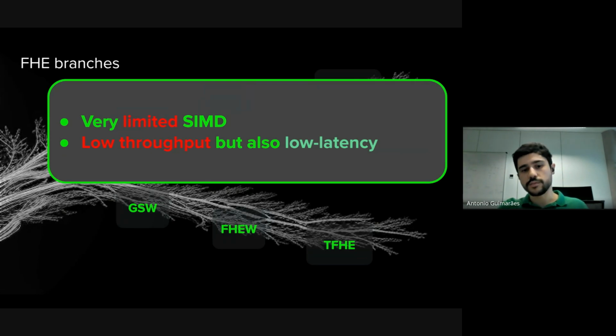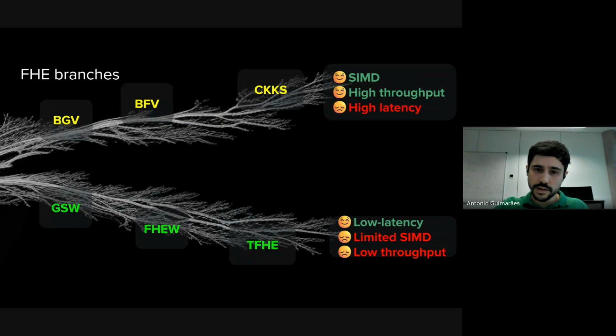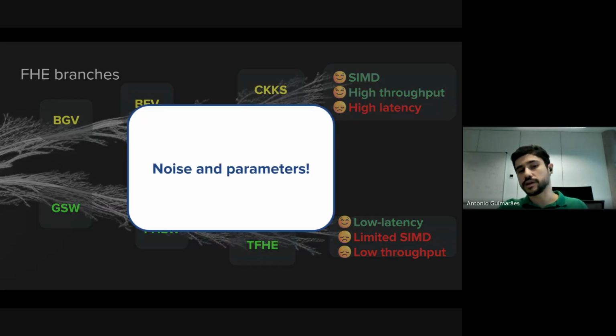Conversely, in this aspect, these other schemes have very limited capabilities for SIMD, for batching, but they also have a very low latency because they operate over one message and they operate very quickly. On this aspect, I would say that the top branch has more advantages, at least at first. That's obviously subjective, but the bottom branch would be just low latency. But this is not the only difference between them. There are way more differences, and one very important is in terms of noise and parameters. And it's actually one of our focus here.